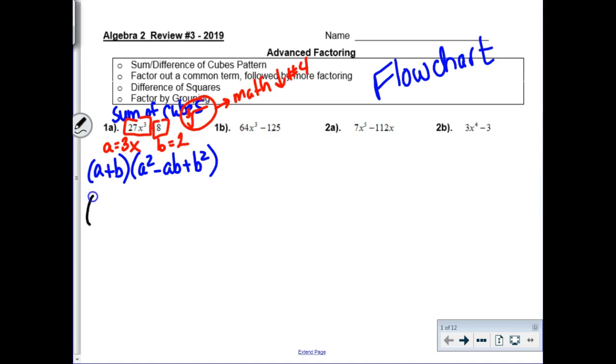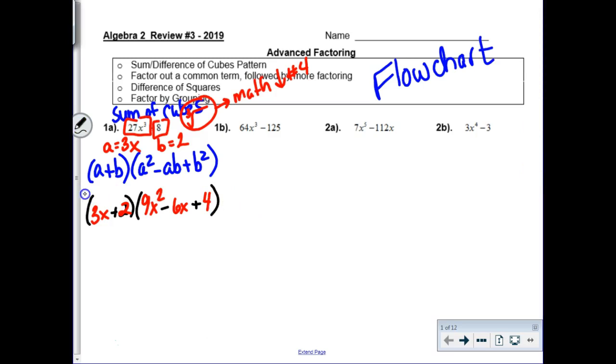Alright, here we go. We're going to fill in our a and b into the pattern. And the terms are a plus b, so 3x plus 2. Oops, I meant to make that red. Alright, this part I'm a little scared of. A squared is like 3x times another 3x. Make sure you're squaring both the 3 and the x. So that is a 9x squared. And then minus a times b, so 3x times 2 would be 6x. And then plus b squared, which would be 2 squared, so I'm going to call that a 4.